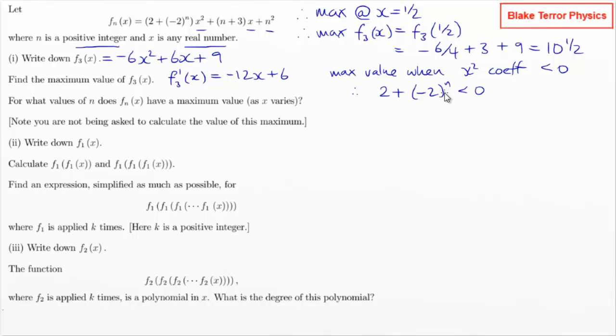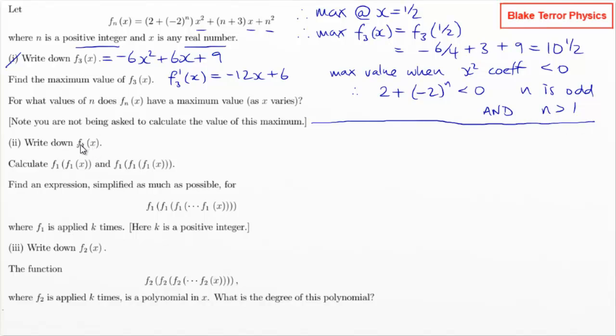And can it be any other value of n? No, it can't. We can't have even values of n, because even values of n will turn these minus 2's into positive numbers. So we need n is odd, and n is either not equal to 1 or greater than 1, whatever way you want to put it. It's the same thing in the context of this question. I've just noticed here, note you are not being asked to calculate the value of the maximum. Well, I should hope not. And we haven't. Right, so that is part 1 of the question.